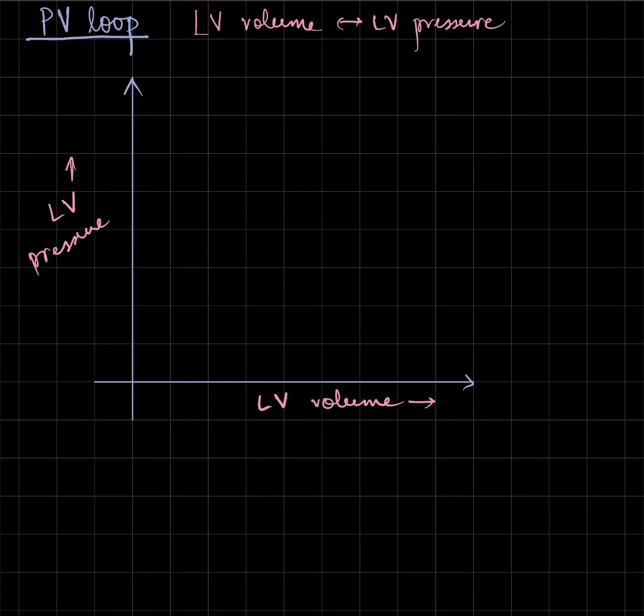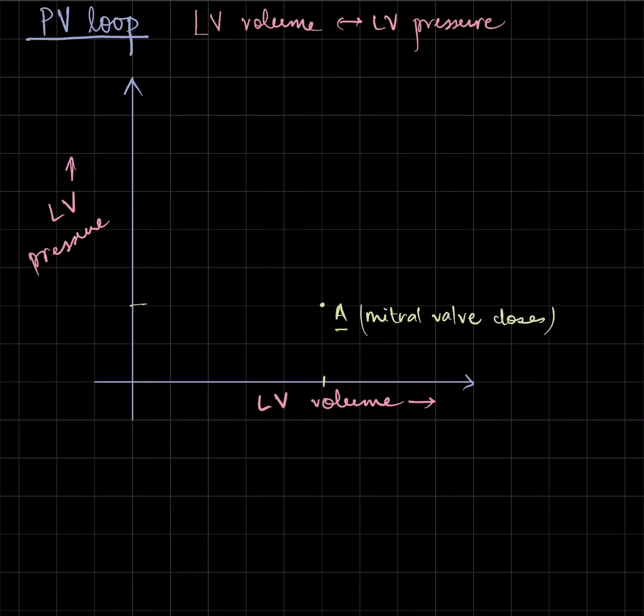So I'm just going to take a point here and name it A. At A, it's a point at this particular left ventricular pressure and at this particular left ventricular volume. I'm just going to say that the mitral valve closes. This point represents the end of diastole, and the mitral valve is closing at this point.